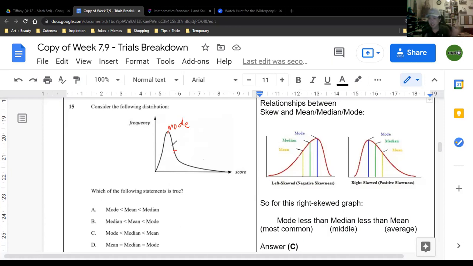So the mean actually means you add up the values for all the things and then take the average. So once you do that, because this is right skewed, the mean skews high. So like skews to the right.